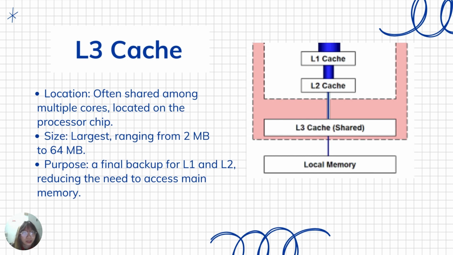The level 3 cache is often shared among the multiple cores, and it will be located on the processor chip. It has the largest size, ranging from 2 megabytes to 64 megabytes, and it serves like a final backup for the level 1 and level 2, reducing the need to access the main memory.